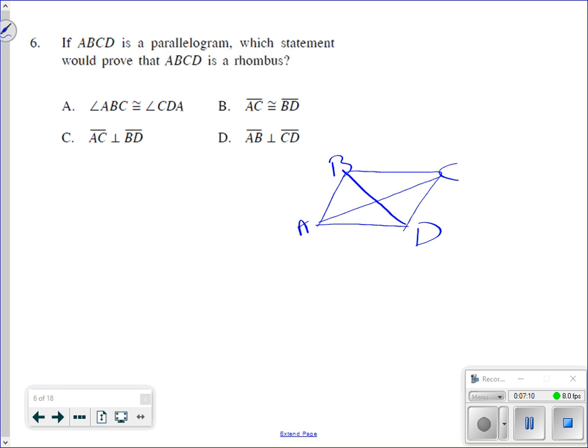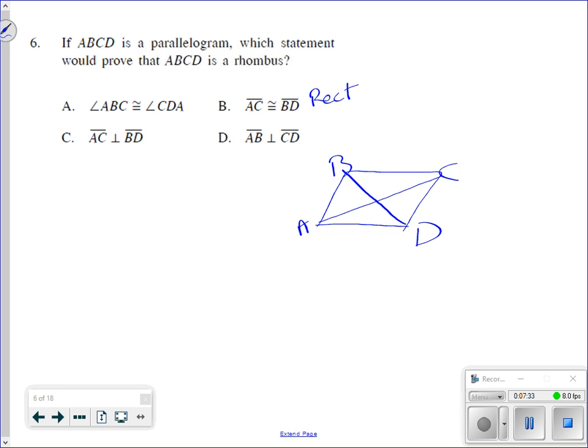Choice A says angle ABC is congruent to angle CDA. Well, that's just opposite angles are congruent. That's a parallelogram property. Doesn't help us prove it's a rhombus. Choice B, AC is congruent to BD. That's a rectangle property. Doesn't help us prove that it is a rhombus.